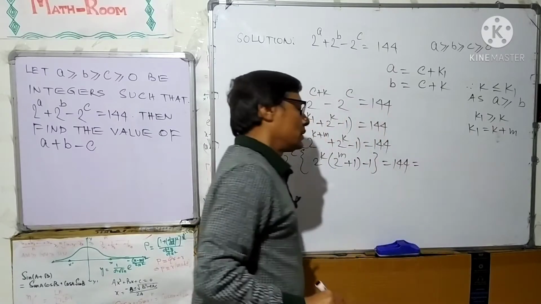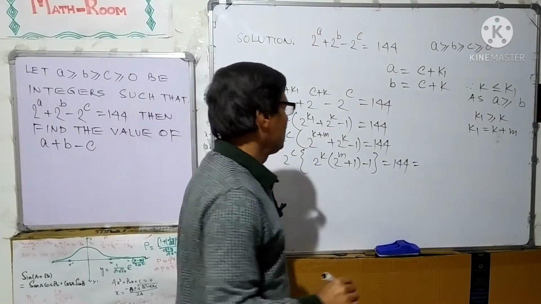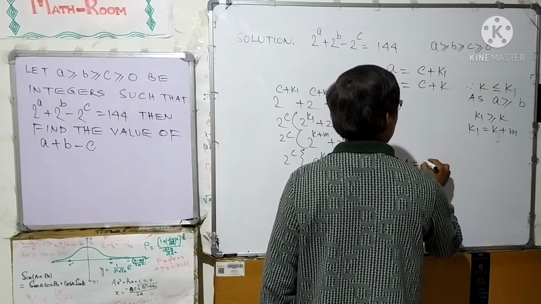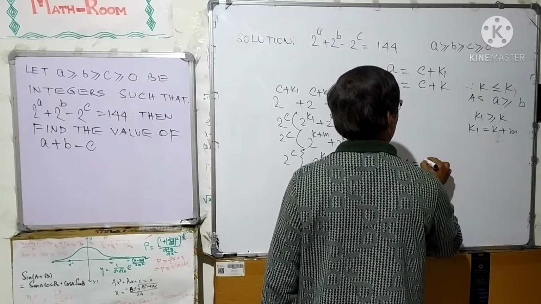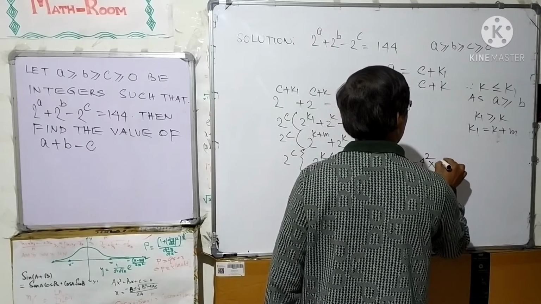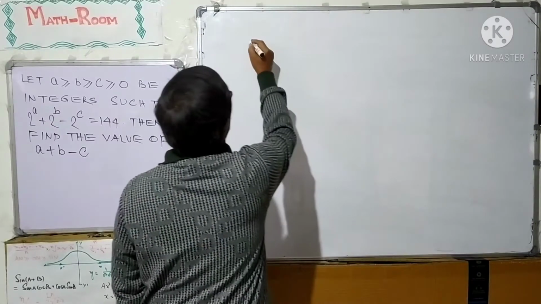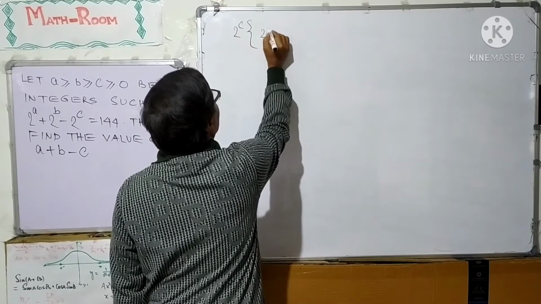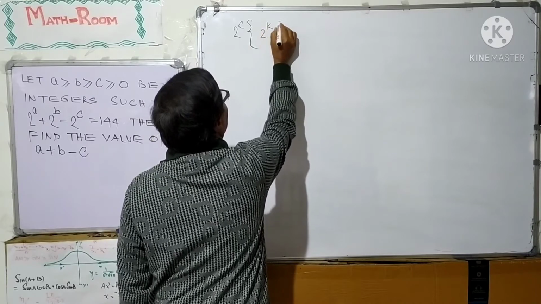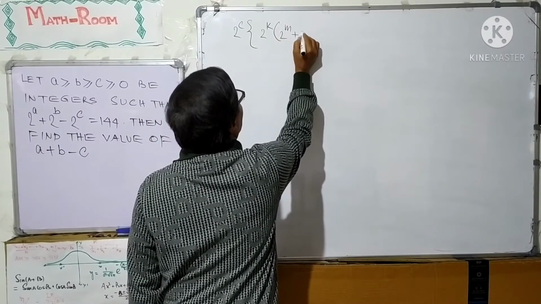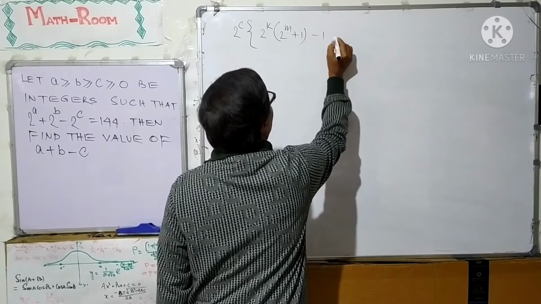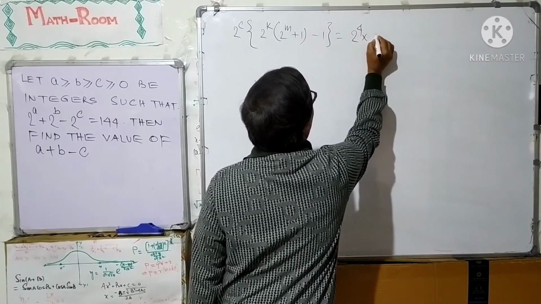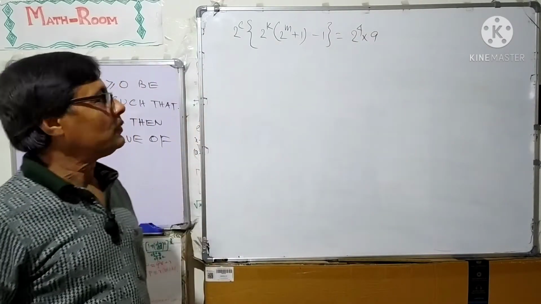And also we can write 144 as the product of two integers: one is 4 squared and the other is 3 squared. Now, 2^c into (2^k (2^m + 1) − 1) = 2^4 into 9. We can write this as 2^4 into 9.